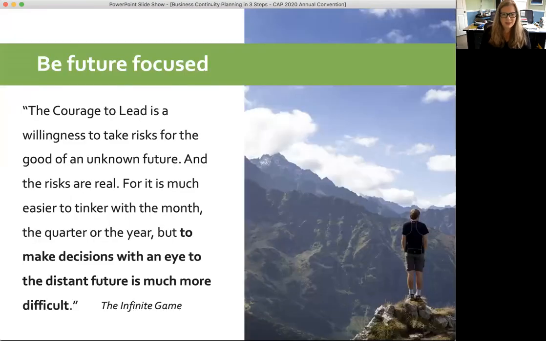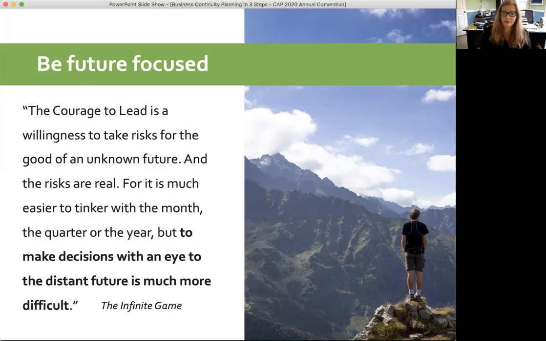So let me just share a few tips and takeaways. The first is from a book called The Infinite Game. It's by Simon Sinek, who wrote Start With Why, and he also wrote Leaders Eat Last. I think The Infinite Game is one of his best books, and I love the part of the book where he talks about the courage to lead. And he says in this quote that the courage to lead is the willingness to take risks for the good of an unknown future.